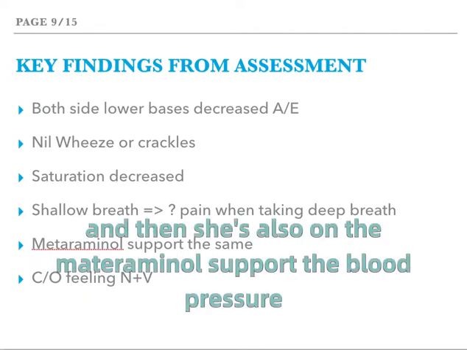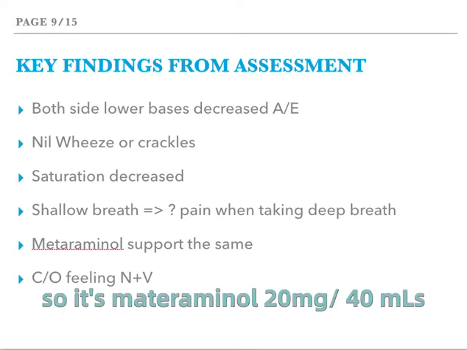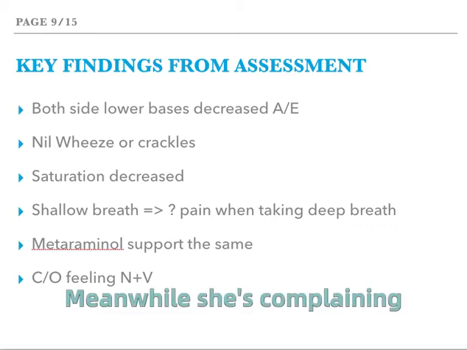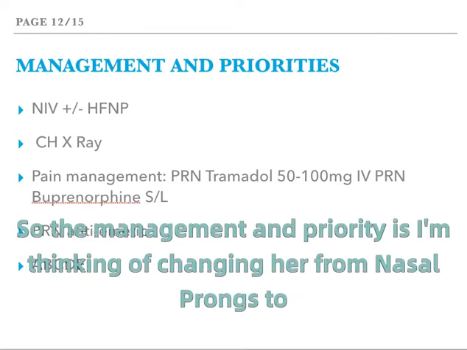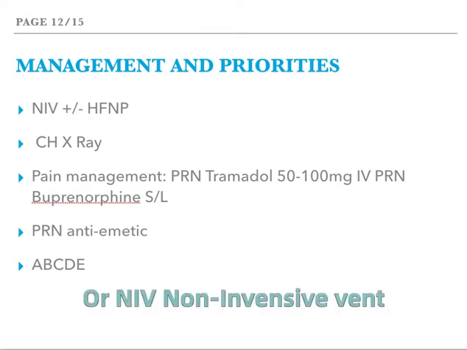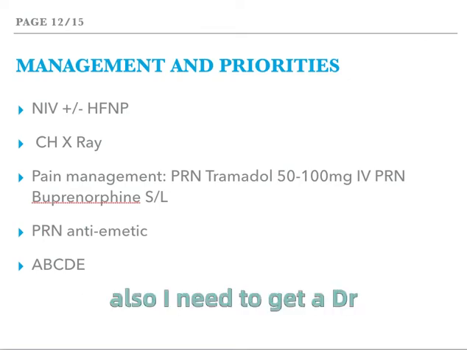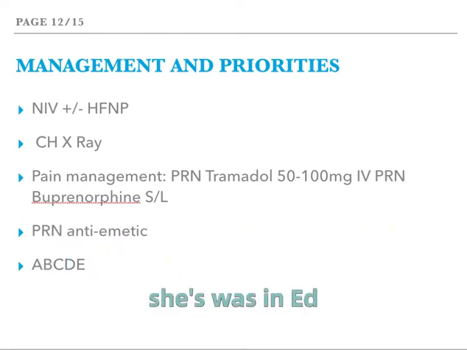And she's also on metaraminol to support the blood pressure. It's running at 5 mLs per hour, still 5. So it's metaraminol 40 milligrams in 20 milligrams in 40 mLs on the syringe driver. Meanwhile, she's complaining of nausea and vomiting. So the management and priority: I was thinking of changing her from nasal prongs to high-flow nasal prongs with NIV, non-invasive ventilation. Also, I need to get a doctor to order a chest X-ray, because the last time she had a chest X-ray was in ED.